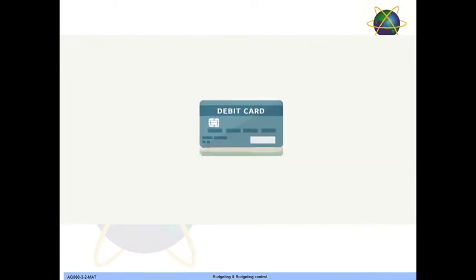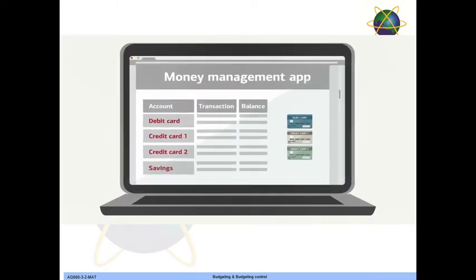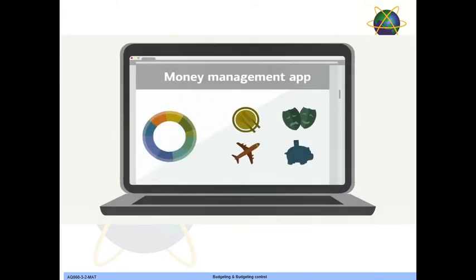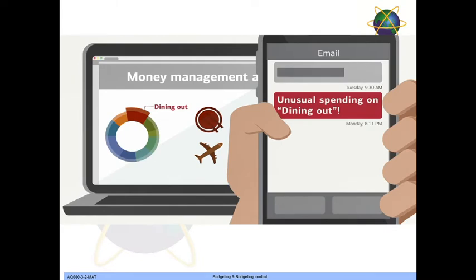If using a single card is too limiting, money management software or apps can help you link all of your accounts and automatically track your spending and saving for you. Many of these have even more detailed tools to help you analyze your spending, and they also have alerts that can warn you if you might be overspending in one category.